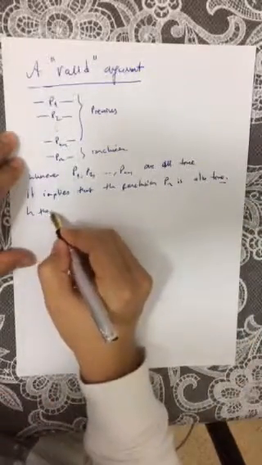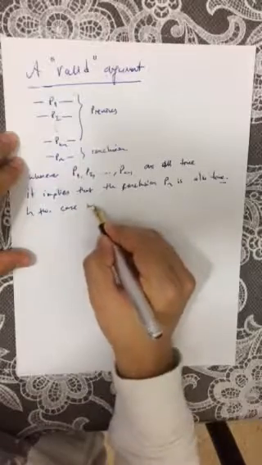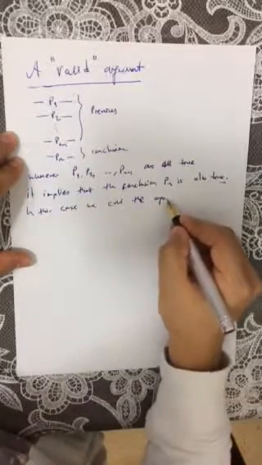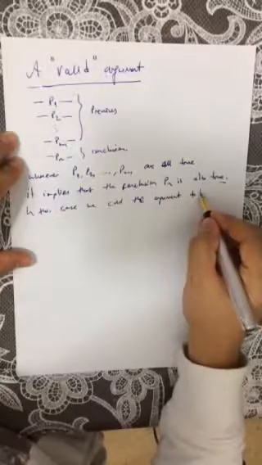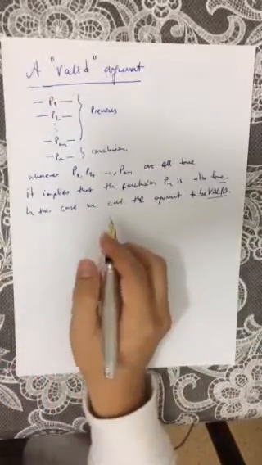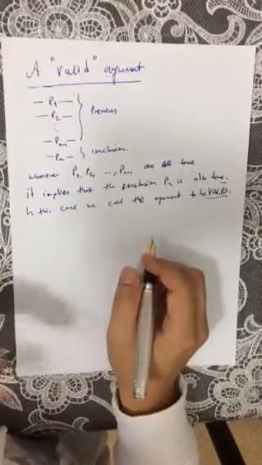In this case, we call the argument to be valid, all right? To be valid here. So otherwise it will be invalid.